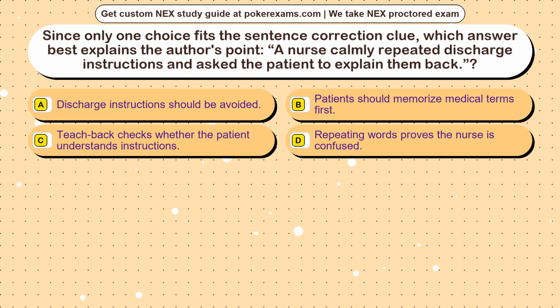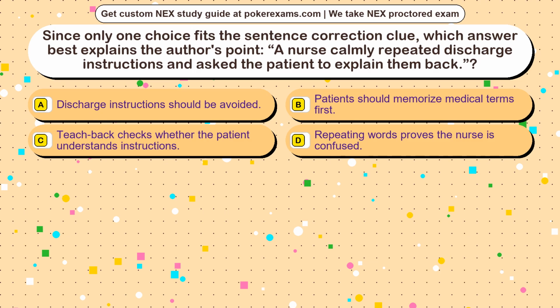Question 21. Since only one choice fits the sentence correction clue, which answer best explains the author's point? A nurse calmly repeated discharge instructions and asked the patient to explain them back. Option A, discharge instructions should be avoided. Option B, patients should memorize medical terms first. Option C, teach back checks whether the patient understands instructions. Option D, repeating words proves the nurse is confused.